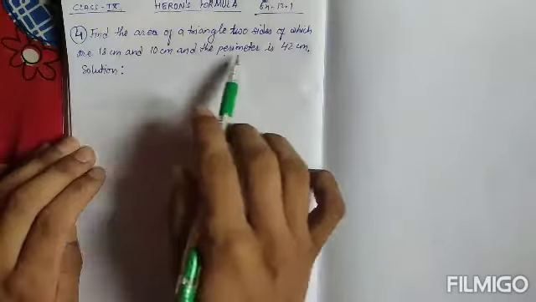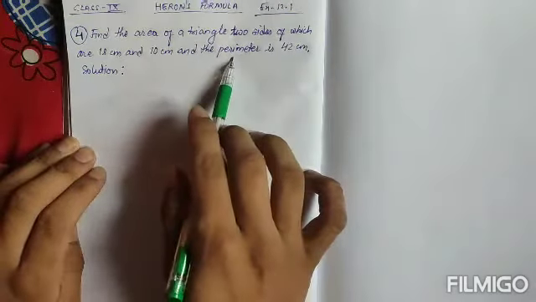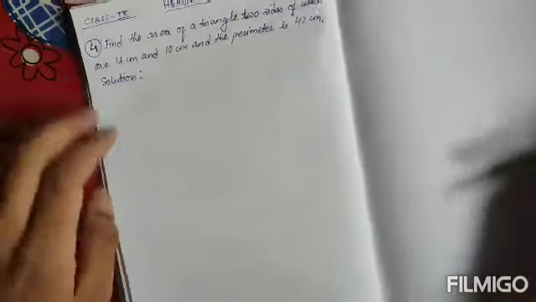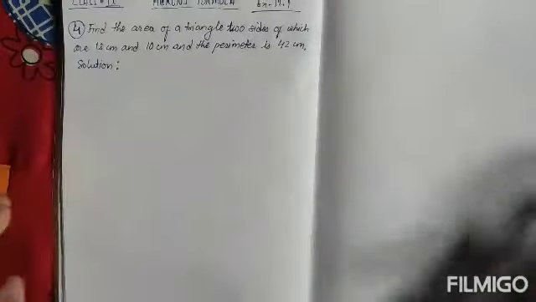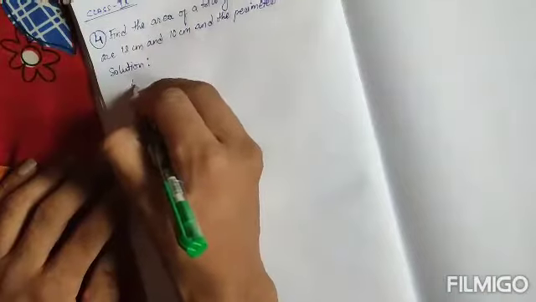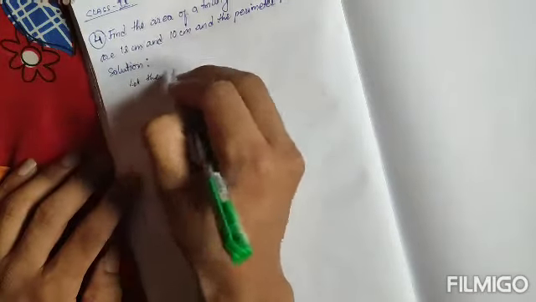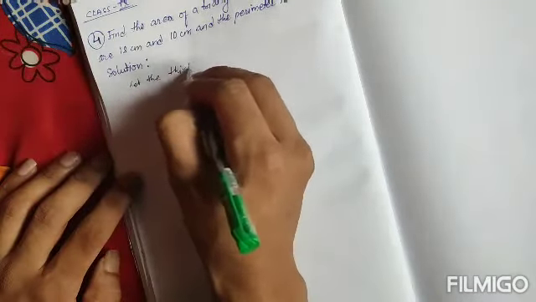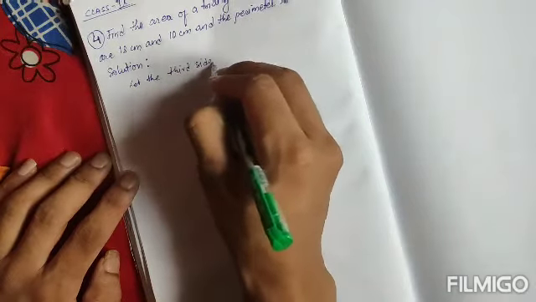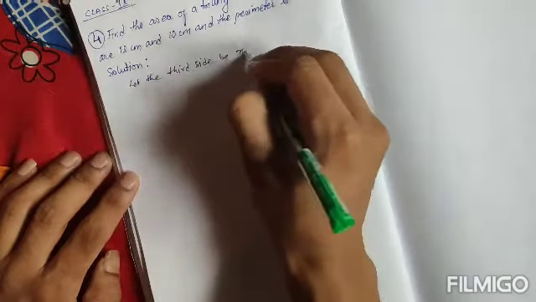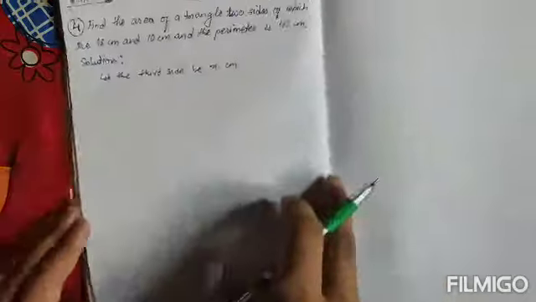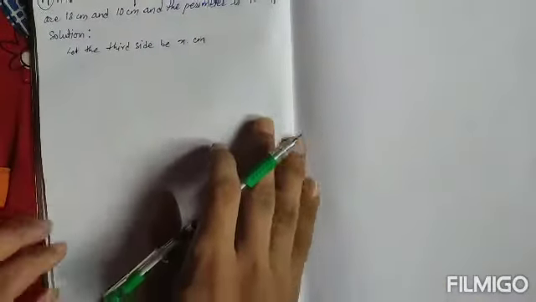Except the two sides, perimeter is also given, isn't it? So now first we will try to find the third side. Okay, so we will assume it to be x. So let the third side be x centimeter, isn't it? So I have assumed the third side to be x centimeter.